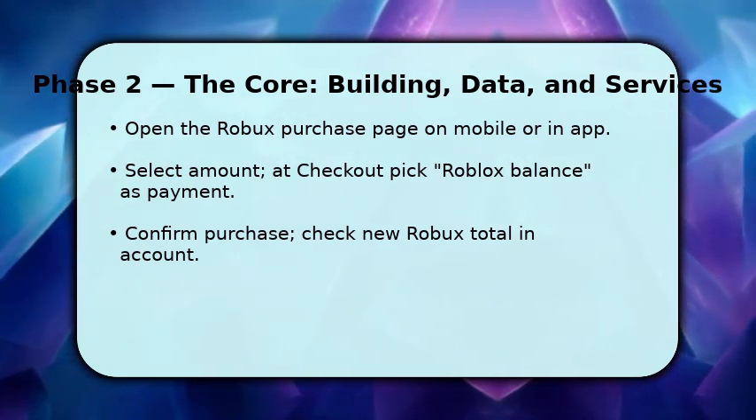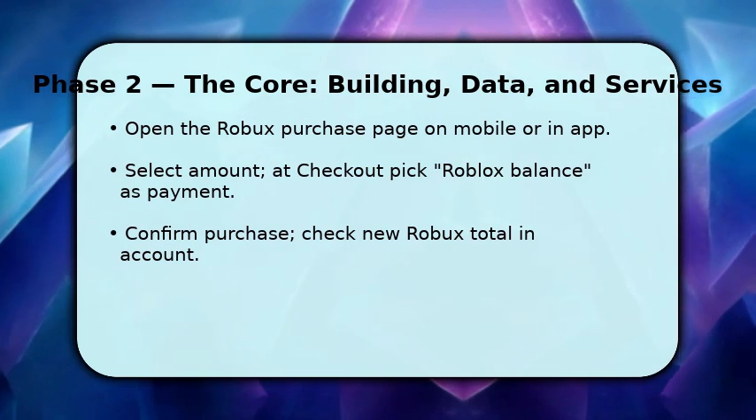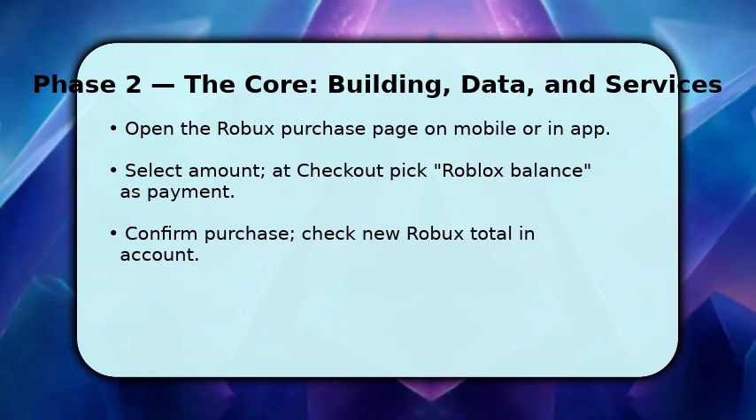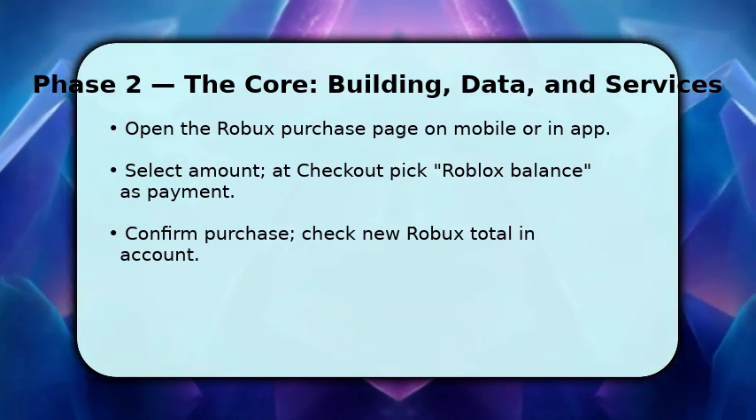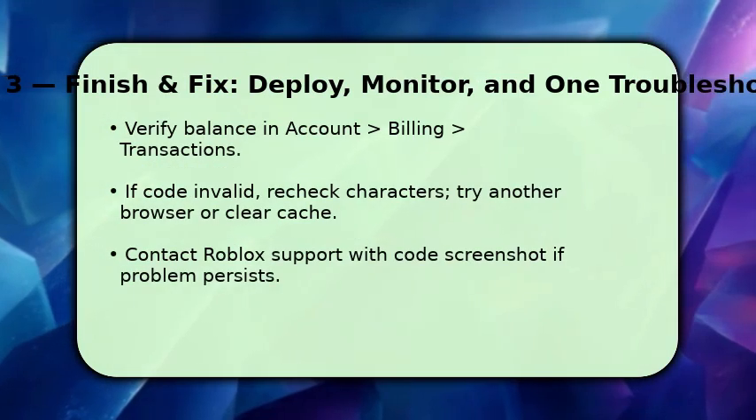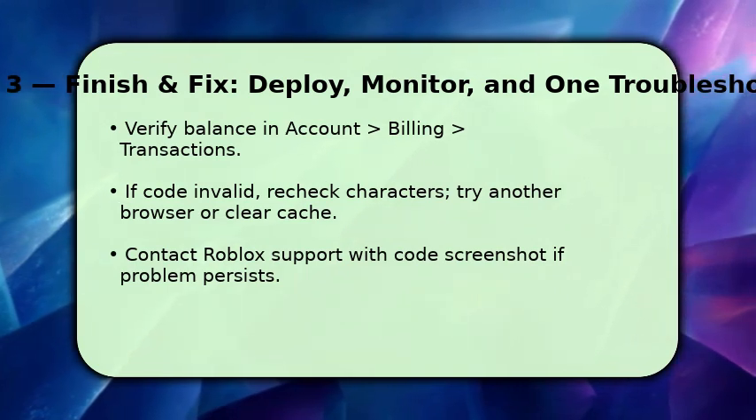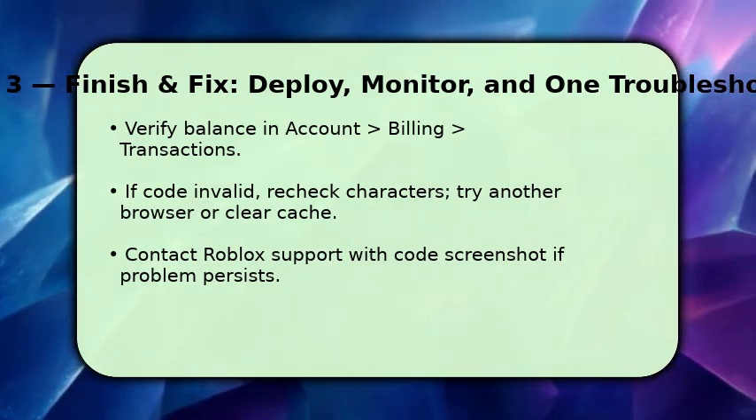If you need to spread a purchase across balance and another method, make sure the balance covers part first, then follow the prompts to add a secondary payment. Finish by checking account settings, billing, or transactions to confirm the redeemed amount and the Robux purchase.